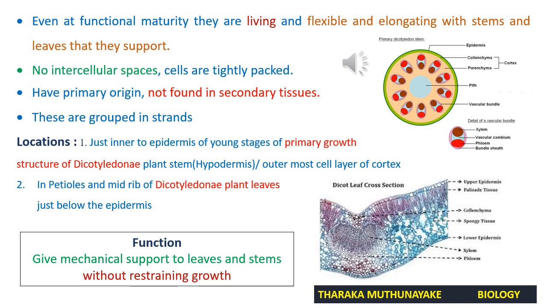We can also term that layer as the outermost cell layer of cortex. Here, look at the diagram given at right upper corner. You can observe the cortex, and outer to cortex in green color you can observe the epidermis. Just inner to the epidermis, as the outermost layer of the cortex, you can observe collenchyma.